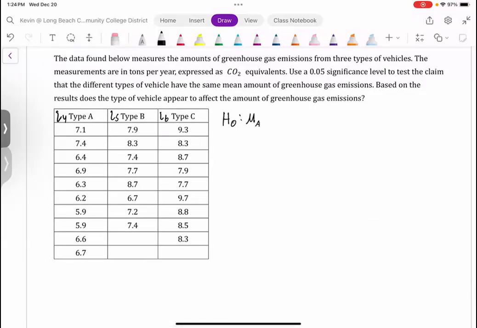the mean of A is equal to the mean of B is equal to the mean of C, car C. And our alternative hypothesis is at least one mean is different from the others.